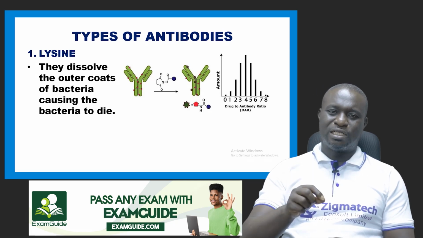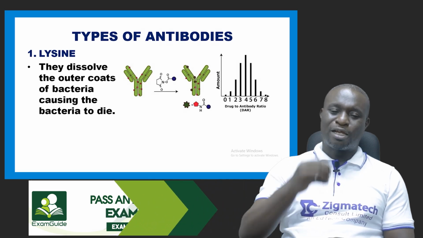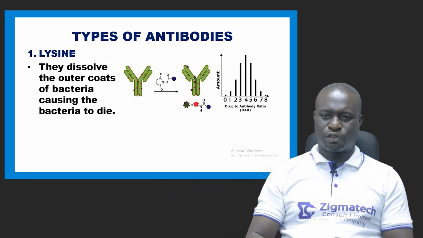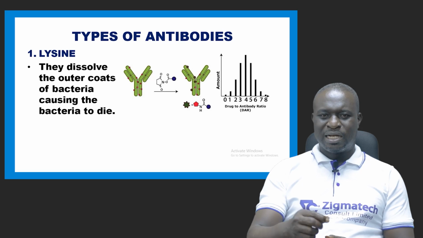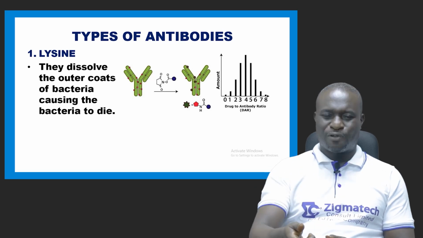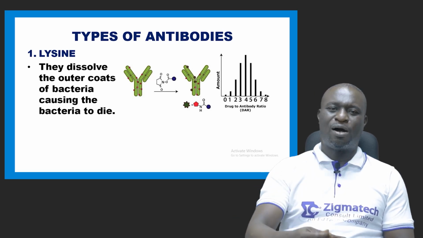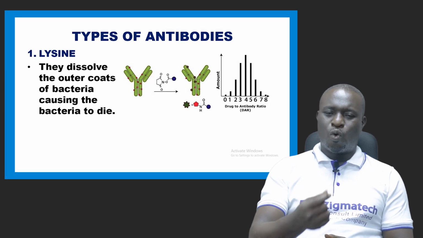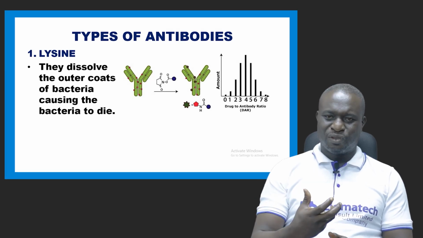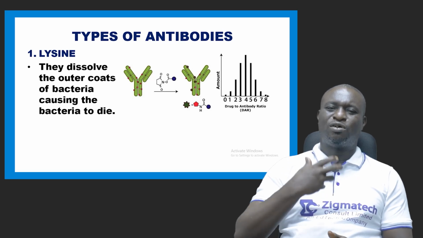And these antibodies can destroy microorganisms and their products or their toxins. Now, what are the types of antibodies and how do they carry out defense? Number 1, like I said, is lysine. Now, how does lysine carry out defense?